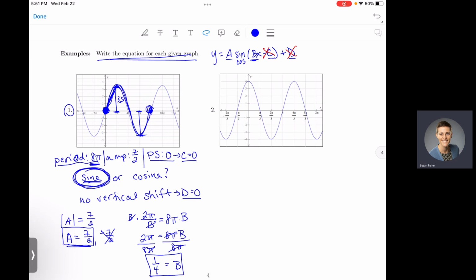So I'm going to plug all of that in, and I know that Y is going to be A, which is a positive 7/2, times the sine of the quantity BX. B is 1/4 times X. Again, C is 0, so I can close that, and D is 0, so that is the end of my equation. So we're just plugging those values into our equation up here.